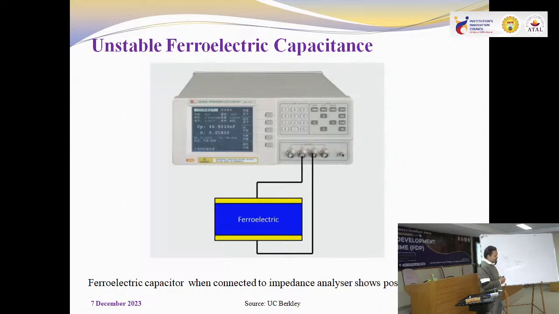Now one question which arises is, how can we confirm the presence of negative capacitance, because it's showing positive? It's not showing because the negative capacitance state in ferroelectric is volatile. So how can we confirm that there is a negative capacitance?